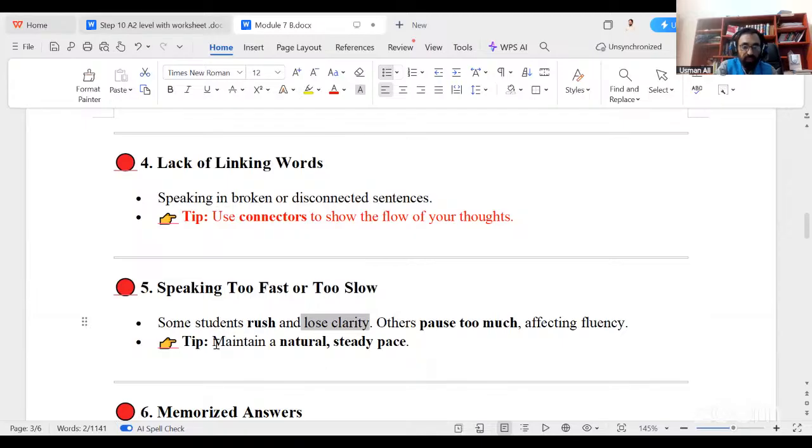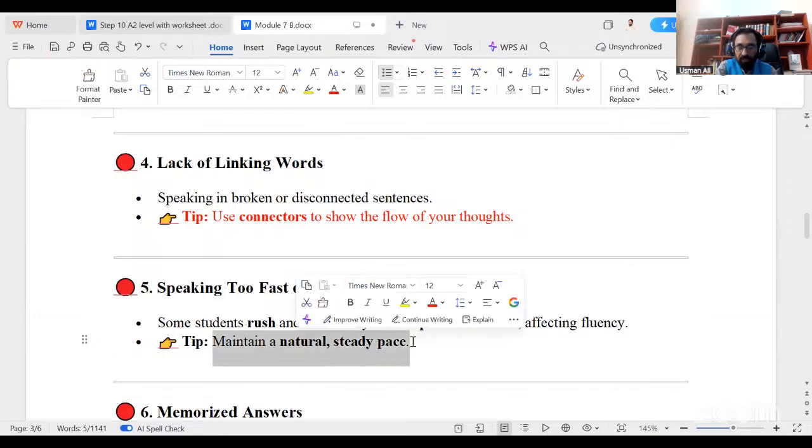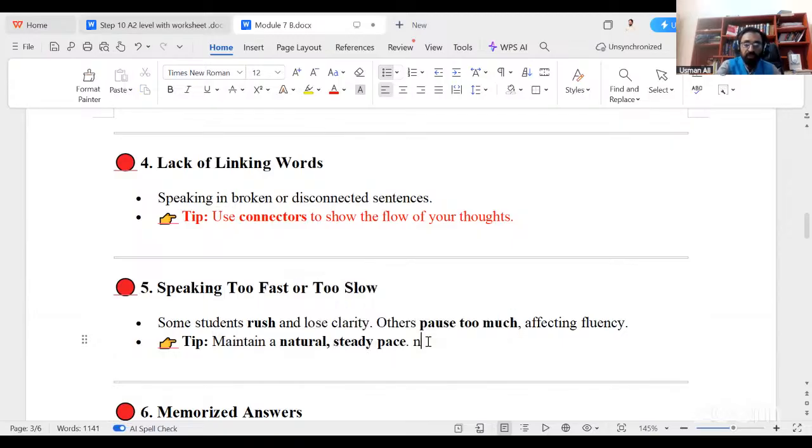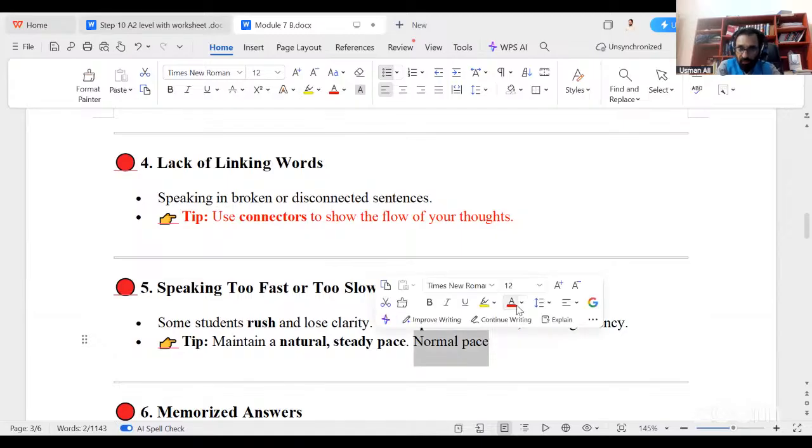You must maintain a natural and steady pace. And for that, I use the word normal pace. I would suggest all the students to have a normal pace while talking in all of your IELTS speaking tests.